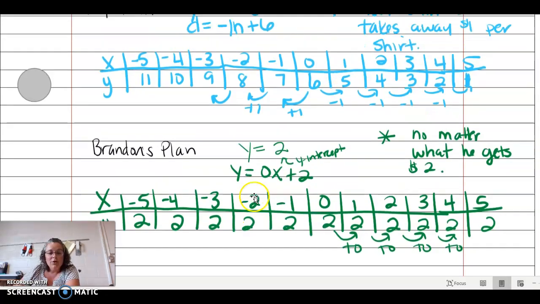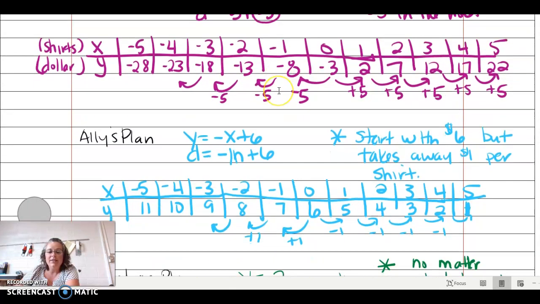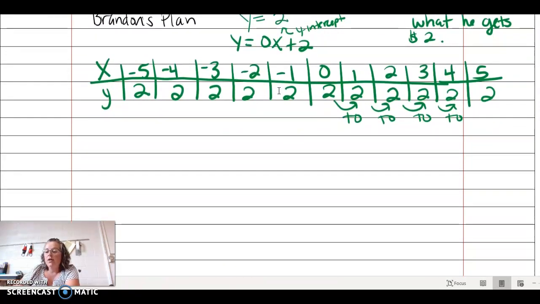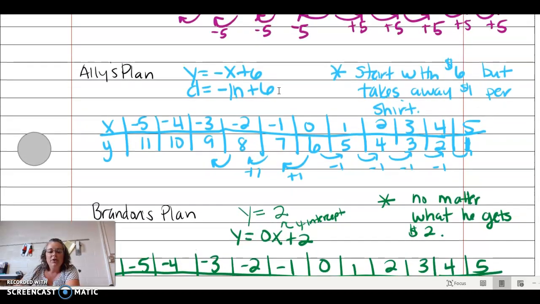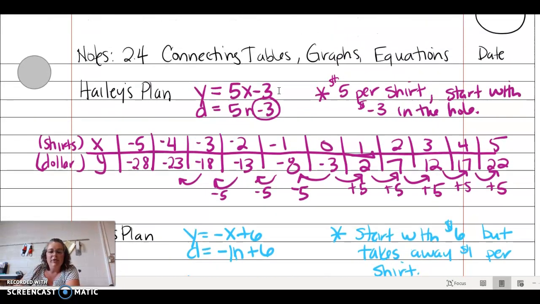All right, so I think your job on 2.4 is to kind of look at these plans and answer some questions about them. So you might have to graph them. I'm not sure. I don't remember. It's been a long time. But there should be an assignment called 2.4, Connecting Tables, Graphs, and Equations. And it has to deal with these 3 plans. So make sure you have these down in your notebook so that you can refer to them when you do your assignment.